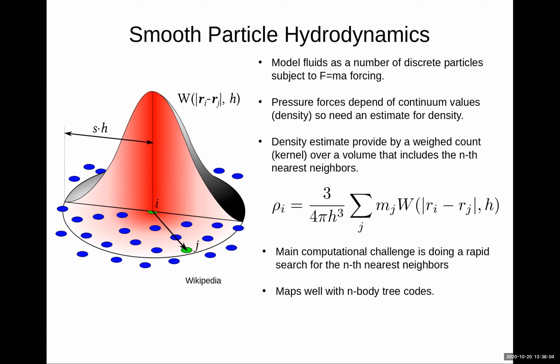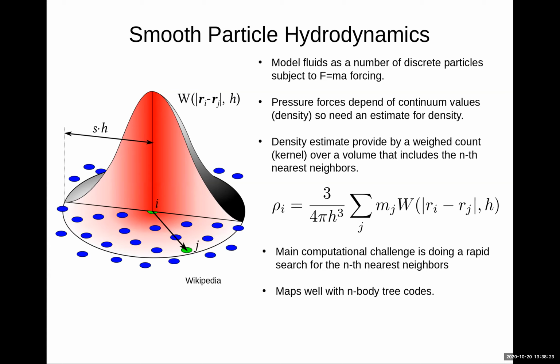Okay, so you include a weighted count over the nth nearest neighbors over some volume, and you get some idea what the density would look like. And so the mathematical challenge, meaning computational challenge, actually is doing a rapid search over the nth nearest neighbors. But it turns out that we know how to do this already, right? With n-body tree codes, right?